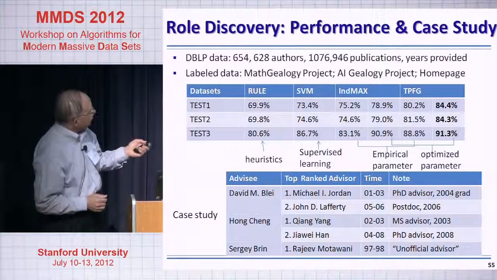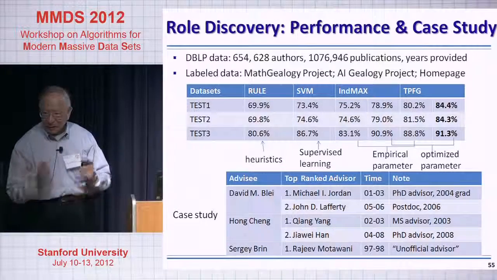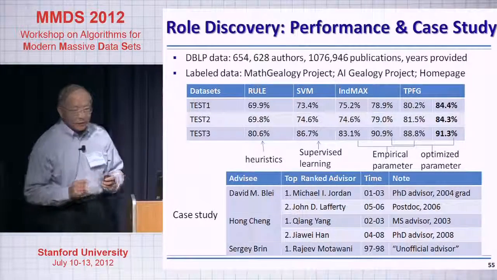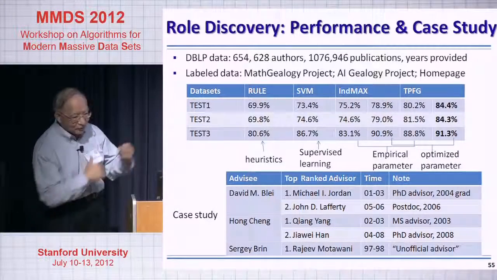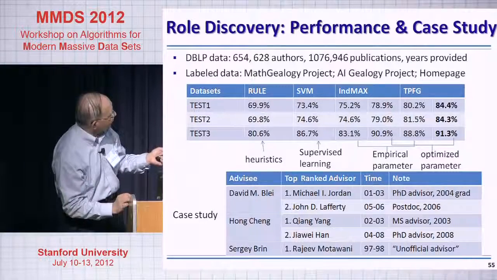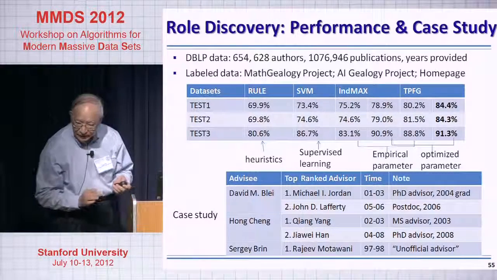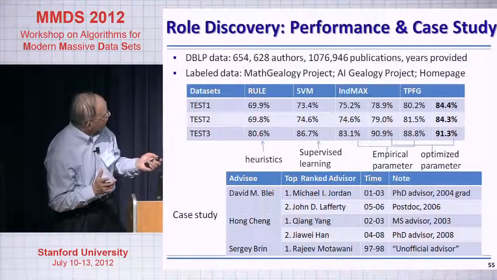Okay, we took David Blei. Okay, probably everybody knows him. Anyway, we just ask who are David Blei's advisors. Okay. We found using this graph, you can easily get two. One is Michael Jordan. One is John Lafferty. Okay, actually the real truth is.